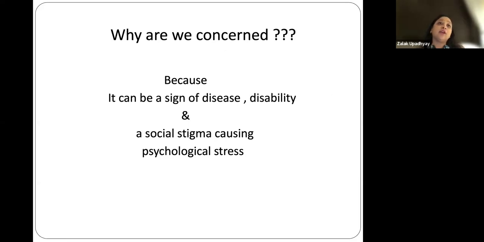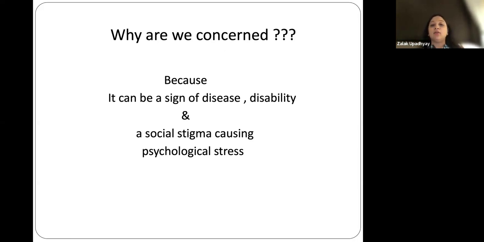If the growth of the child is poor, why are we concerned? Why do we want to address this? Because it can be a sign of disease or disability. There can be some underlying disease which we are not able to pick up. If we plot a growth chart, we come to know if the BMI is coming down, if the weight is coming down, or if the child is crossing height centiles downward. Then we know that something is going on and this is not right.